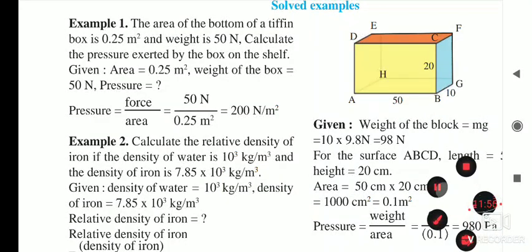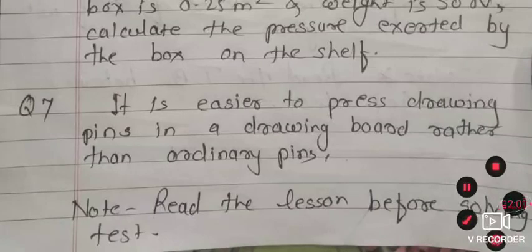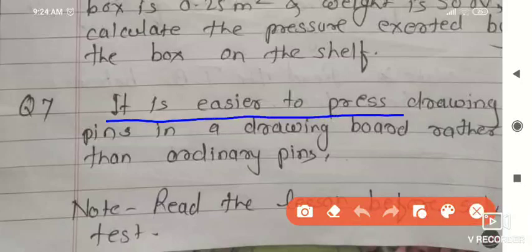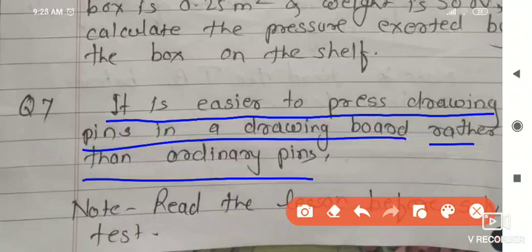Now we will see the next question of our test. The question is: it is easier to press drawing pins into a drawing board than ordinary pins. If ordinary pins are there, pressing them in is harder than pressing drawing pins. It is a give-reason question, and only one reason is there. That reason is: less area.